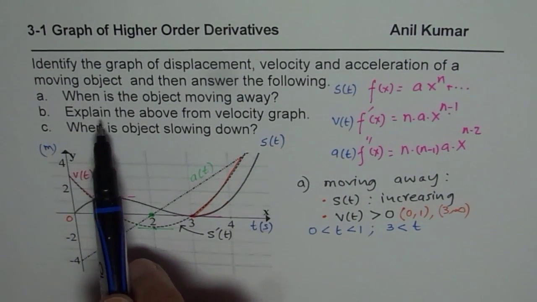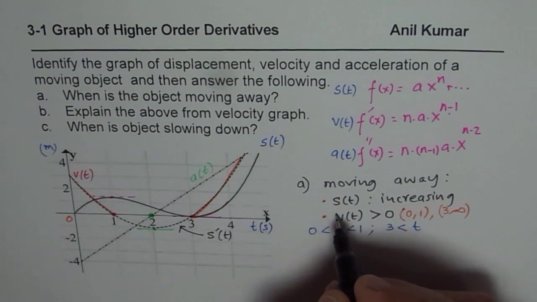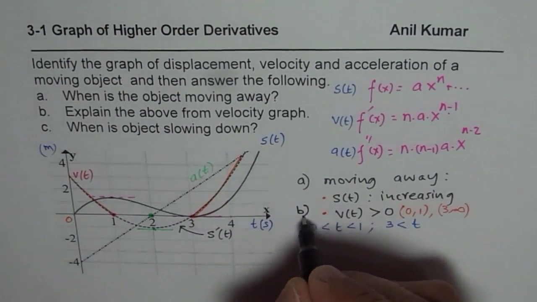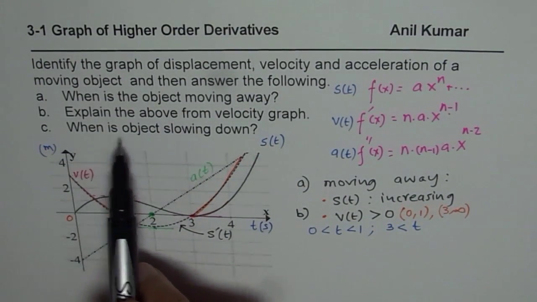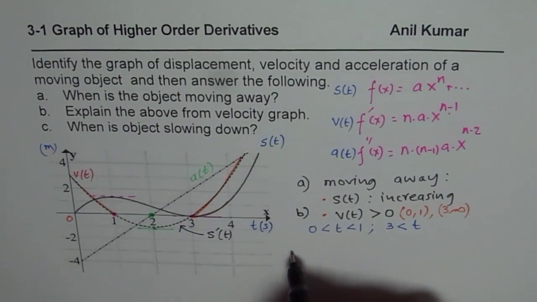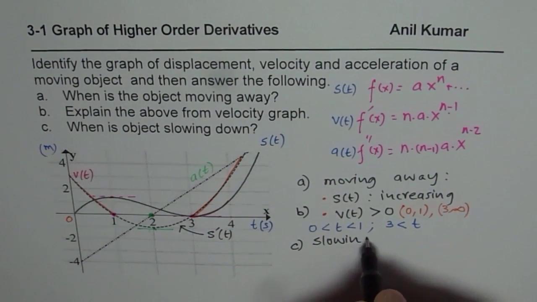Second part is, explain the above from velocity graph. Well, that is how we explain, right? So I kind of combined first and second, but I hope it is clear to you that the velocity graph can also answer the same thing. So this was part B for us. Now let's look into part C, which says, when is the object slowing down? So part C is slowing down. Can you tell me when?